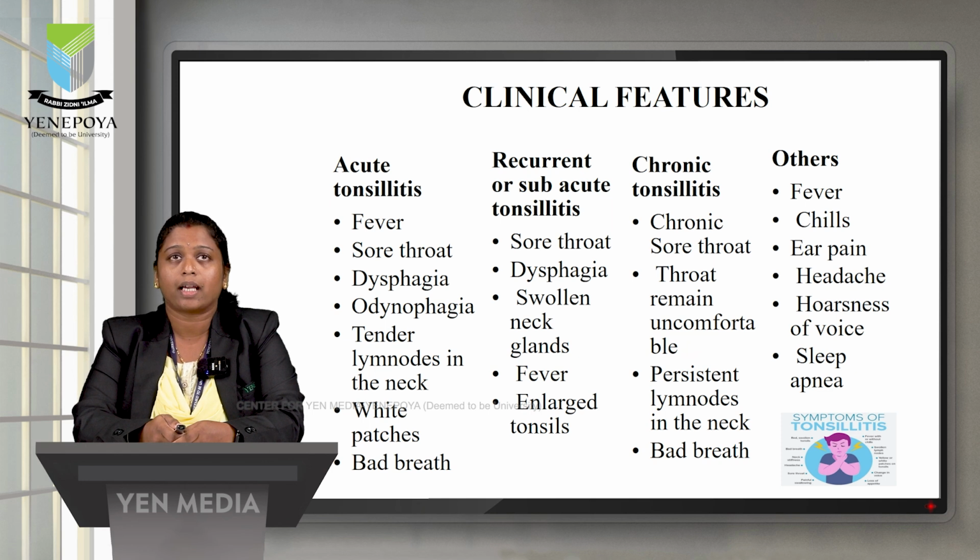In the second type, recurrent tonsillitis, also called subacute tonsillitis, the patient will have sore throat, dysphagia, swollen neck glands, fever and enlarged tonsils. And in the case of the chronic form, called chronic tonsillitis, a chronic sore throat will be there, the throat remains uncomfortable, there will be persistent lymph nodes in the neck, and also the patient will have bad breath.